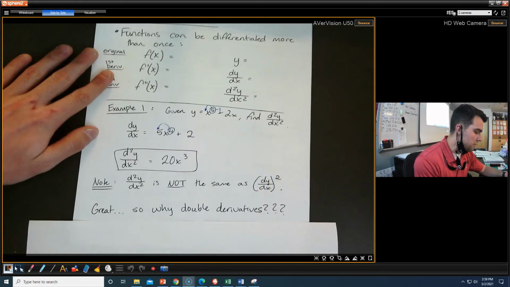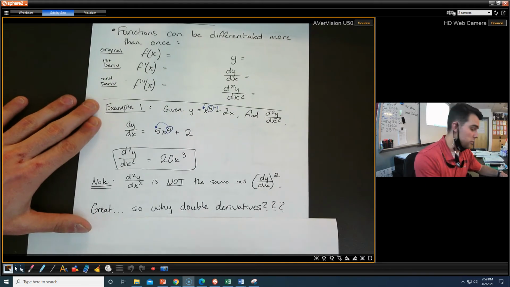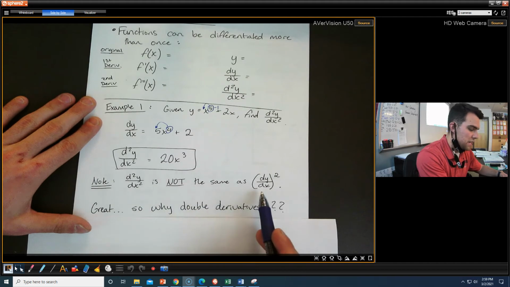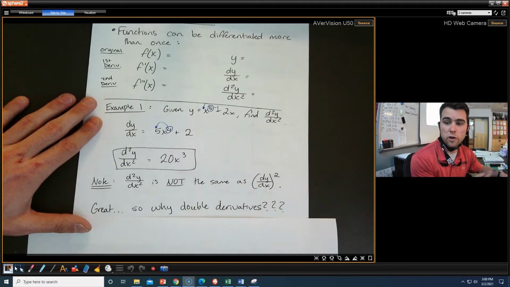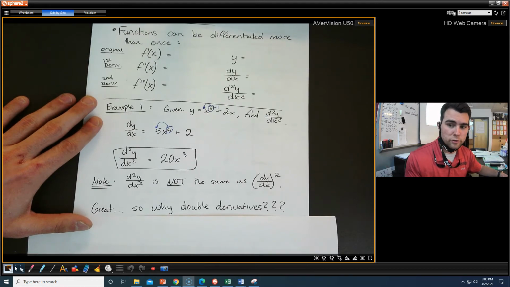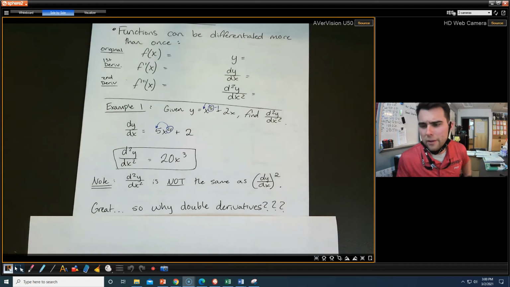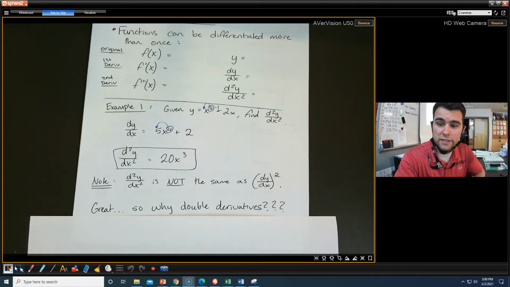Also, just of note, once again, this is not the same as dy dx squared, right? They are clearly different, so don't get them confused. They mean different things. We could take the double derivative, but who cares? Why, right? Let's talk a little bit about what we did last time, which was actually finding stationary points with the derivative.